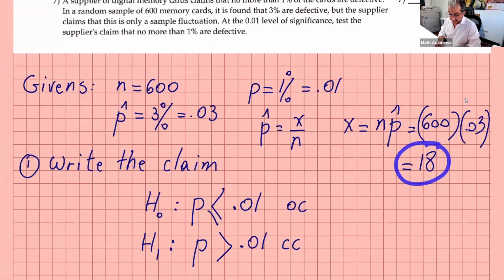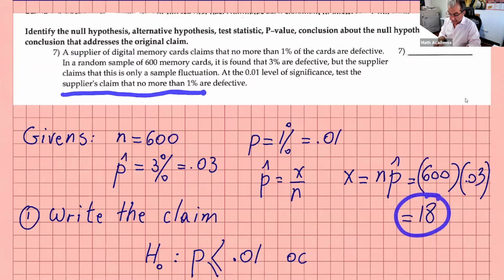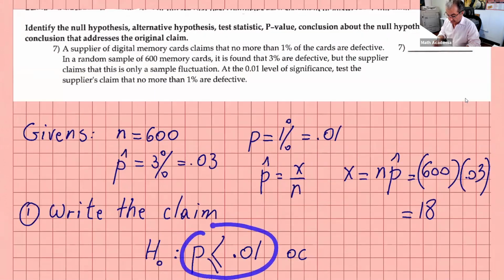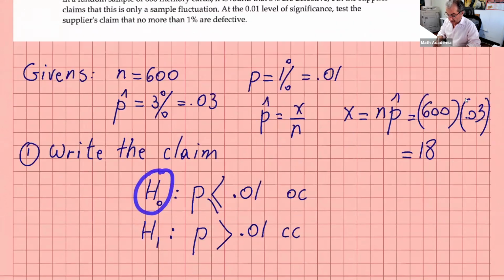Write the claim. The supplier claims that no more than 1% are defective. So you write that first. P is less than or equal to 0.01. We see the equal sign. The claim contains the equal sign, so that's H0. H1 is the complement, so you write P is greater than 0.01.